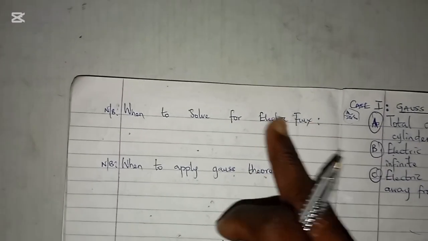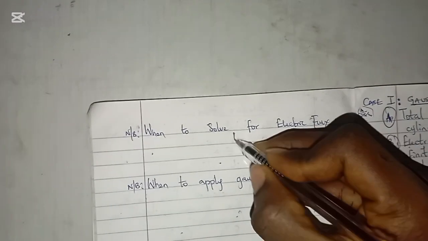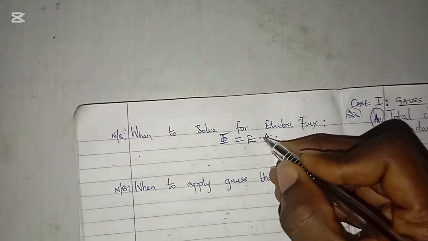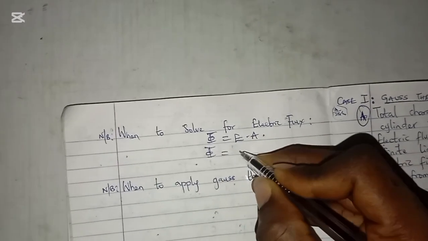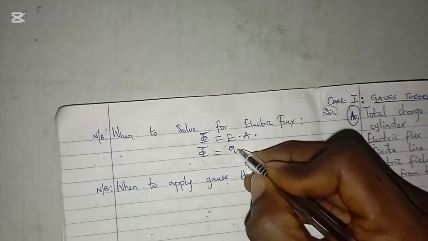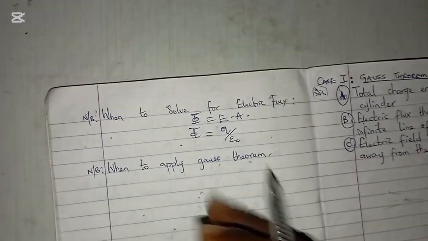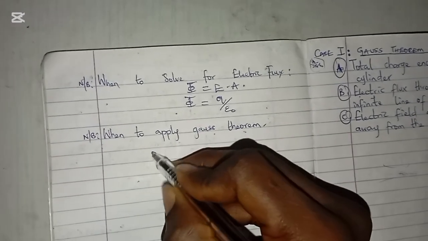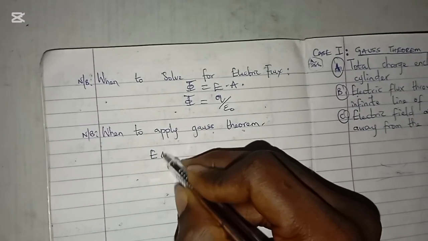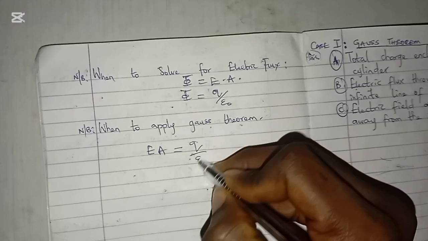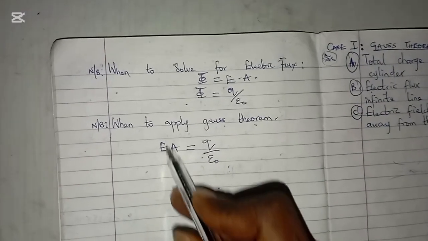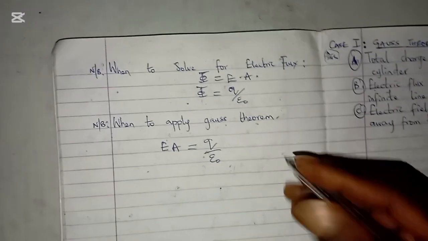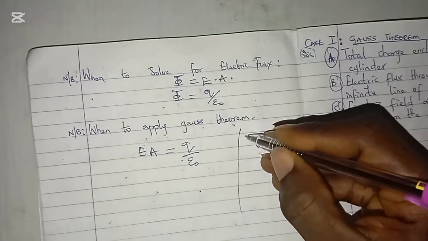But when to find electric flux, anytime they ask you to find electric flux, it's either you are using this, depending on what you are given, or you are using this. But whenever it has to do with Gauss theorem, that means they are expecting you to use the combination of, which at the end of the day you might end up making E the subject of the formula. And when you make E the subject of the formula, you pay attention to the densities.